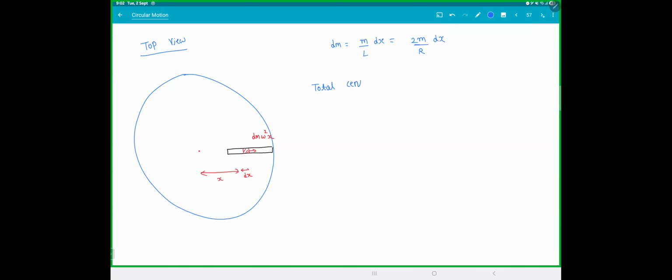Every segment is being pulled outside. Our observer is standing in the center, so I'm working in the rotating frame. The moment I use the word centrifugal force, the observer is there in the center. The total centrifugal force will be the integral of dm omega square x. I have to add all these centrifugal forces, all of which are pulling you out. Limits go from L by 2 to L, because the rod starts at L by 2 and goes till L. So this becomes 2m omega square by L, x dx.